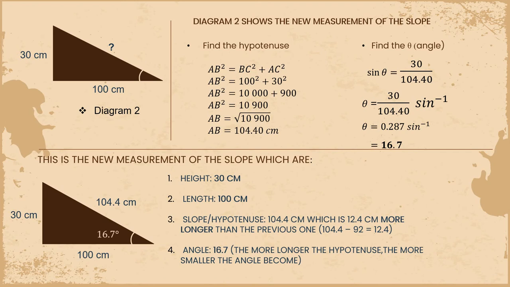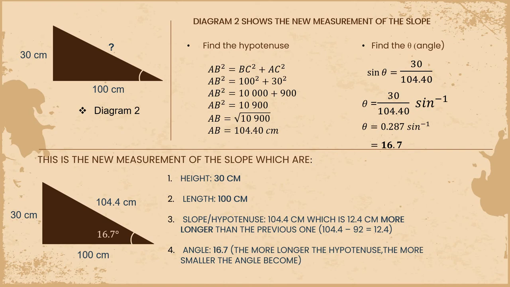So how to know? First, we need to know the hypotenuse. So apply the hypotenuse, the Pythagoras theorem concept, until you get the answer, which is 104.40 centimeter. And then we need to find the angle of it as sin theta equals 30 divided by 104.40, and make it sin negative 1, shift sin. So you get 16.7 degrees.